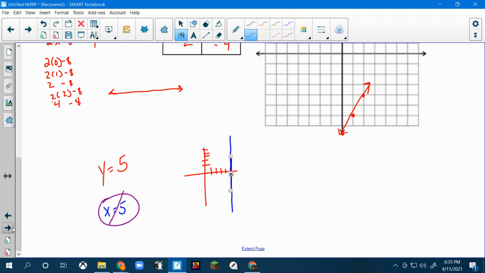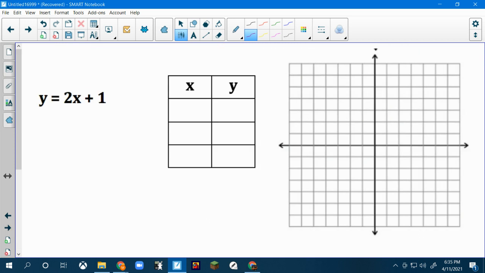Let's see some more. About the equation, y equals 2x plus 1. Again, we're going to use 0, 1, and 2. 2 times 0 plus 1 is 1. 2 times 1 plus 1 is 2 plus 1, which is 3. 2 times 2 plus 1 is 4 plus 1, which is 5. 0, 1; 1, 3; 2, 5. Looks like a pretty straight line to me. Is that a function? Yeah, that is a function.